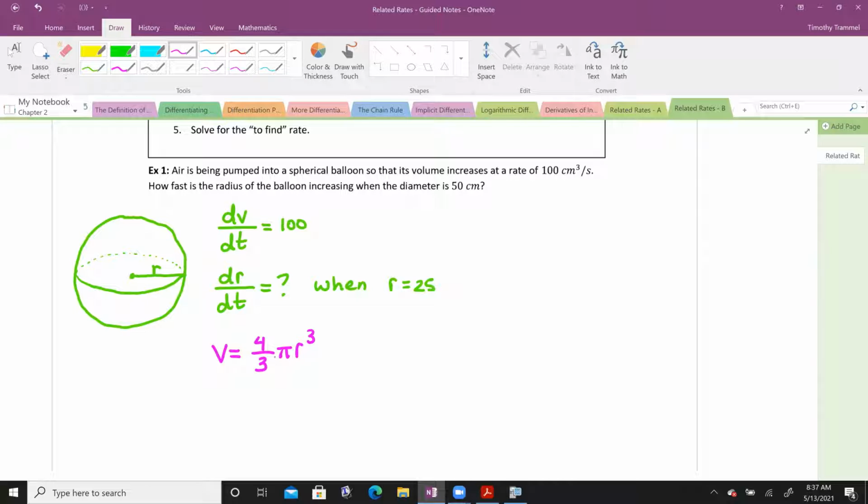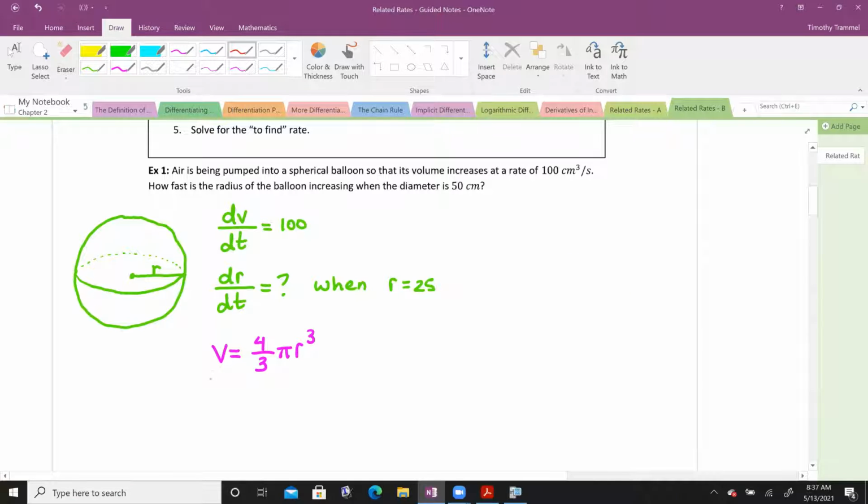Okay, but that brings us back into our problem here. We've written down our rates. We have an equation relating those rates. Now we need to differentiate. The thing to keep in mind here, though, is both the volume and radius are changing with time. These are both actually functions of t. So on all these questions we are really doing implicit differentiation, because our variables are always going to change with time.